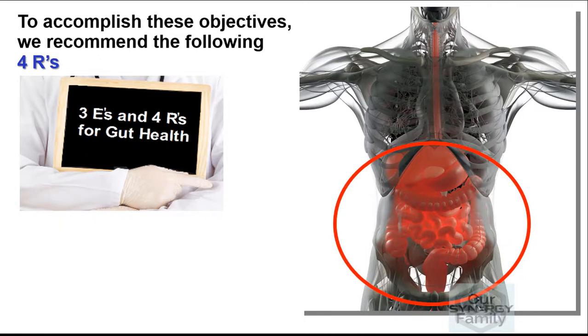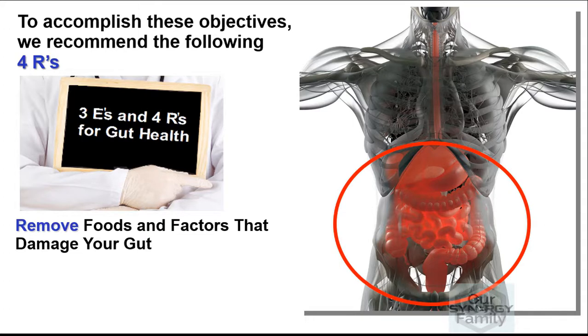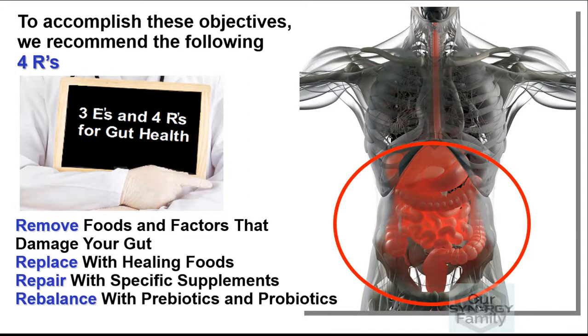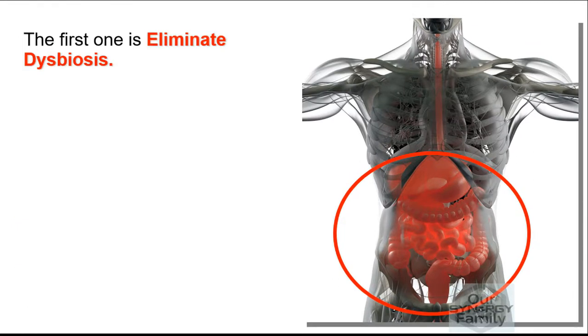To accomplish these objectives, we recommend the following 4 R's. Remove foods and factors that damage your gut. Replace with healing foods. Repair with specific supplements. Rebalance with prebiotics and probiotics. As I shared earlier, we'll cover the 4 R's in another video. For now, let's address the first E, which is eliminate dysbiosis.